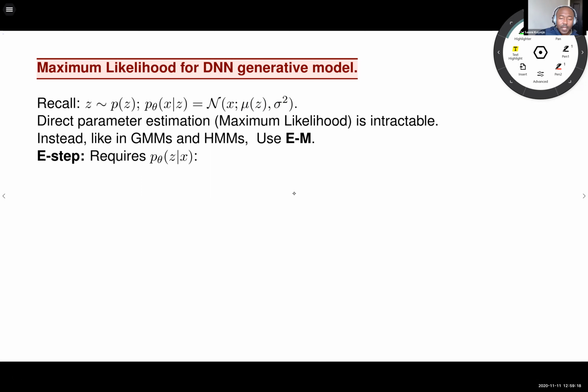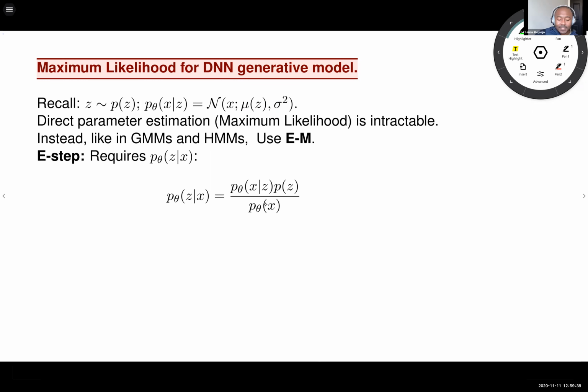So it turns out, and it's maybe obvious, this is true for all the cases where we've used EM so far, that direct maximum likelihood doesn't work, so we're going to try and use EM. So again, in the E step, we're going to try and find this P of Z given X, because that's the best Q, that's the best choice of distribution.